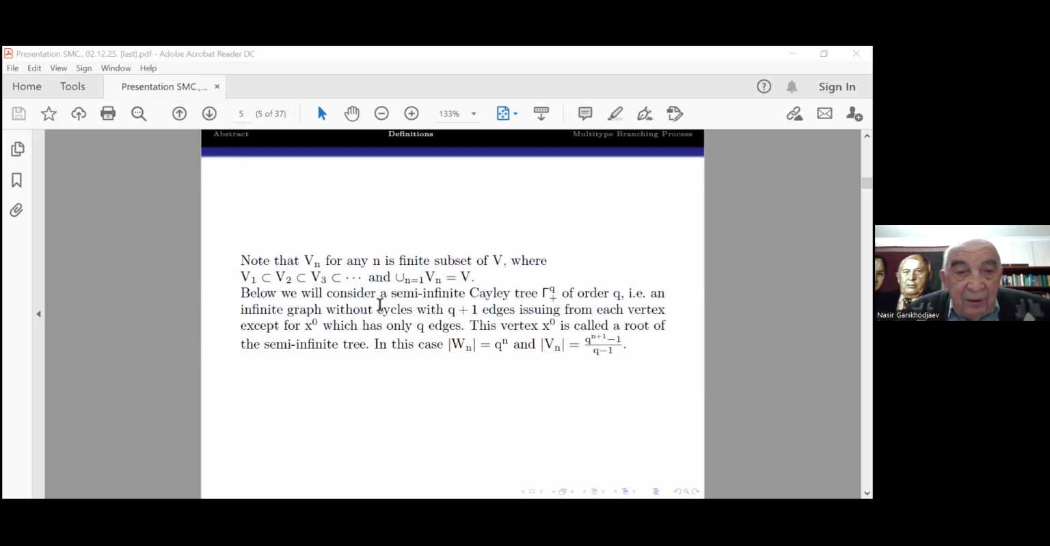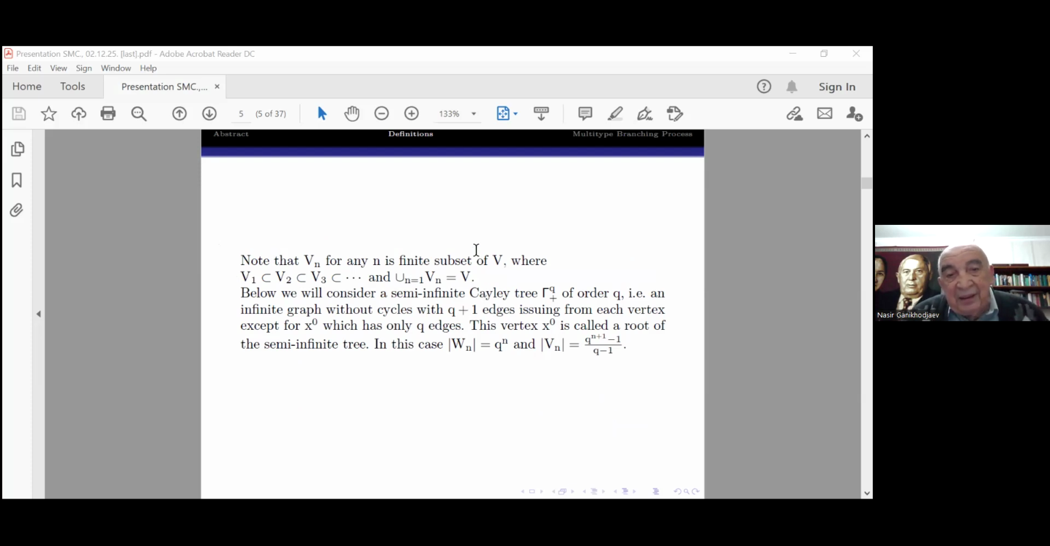So now, Vn is of course a finite set, and we can consider this sequence of increasing finite sets whose union equals V. That is, we can approximate this countable set by a sequence of finite subsets.